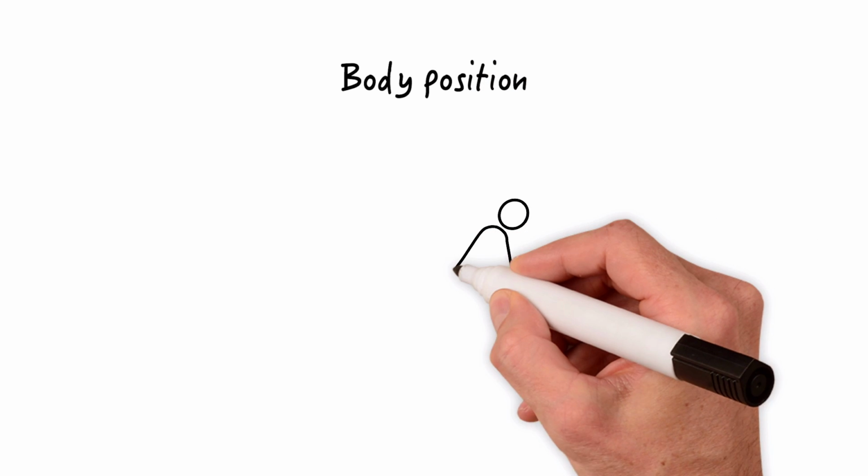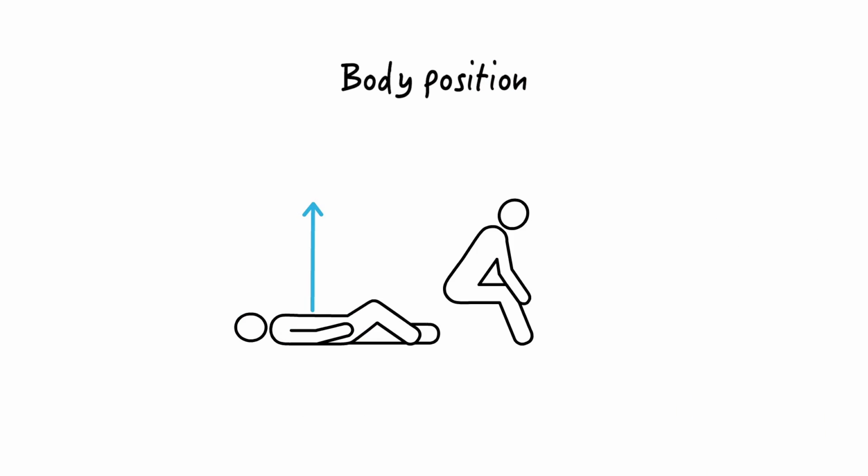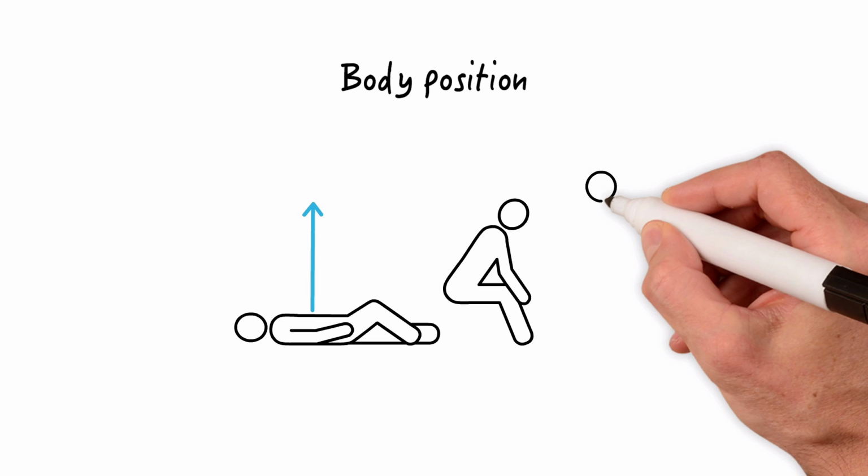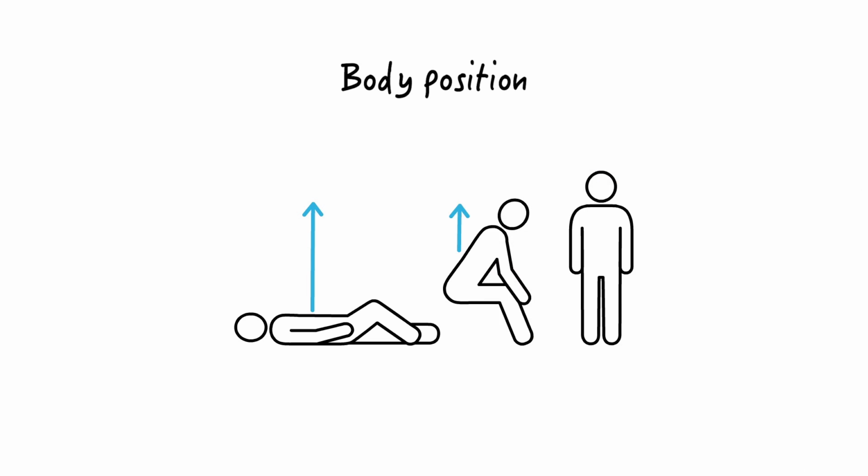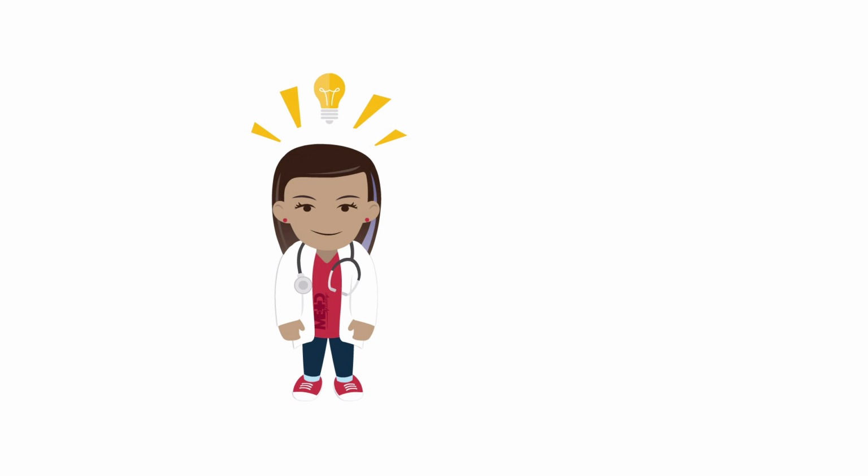DLCO is higher in the supine position than the sitting position. DLCO is also higher in the sitting position compared with standing. The likely explanation is increases in capillary blood volume with sitting versus standing and with lying versus sitting. But now that you know what to watch out for, you can use DLCO as a sign of something wrong. Let's take a look at some of the most important examples.